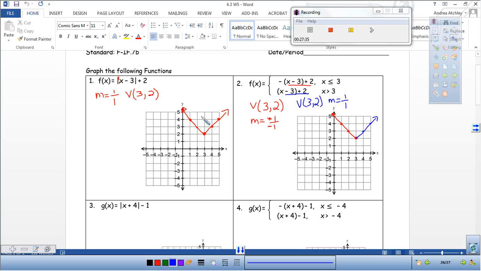Okay, so if you notice, all of these graphs will be V-shapes because they're all graphing absolute value functions. They're just writing them as piecewise as well. Any questions over that? Okay, you guys can work on your homework for a little bit.